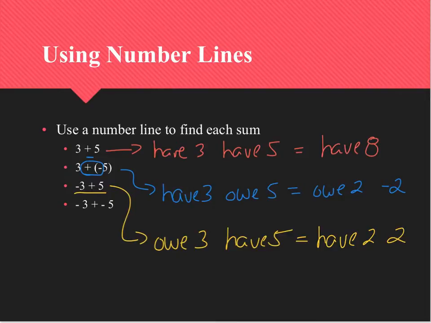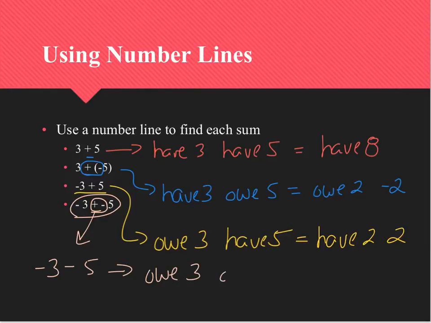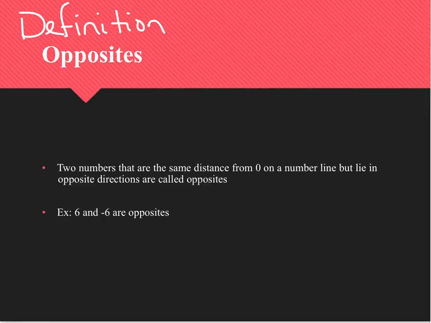And as we look at the last problem, again, you will see that we have a plus and a minus. So this problem becomes minus 3. The plus and the minus becomes a minus 5. So you can think of this problem like you owe 3 and you owe 5. Well, if you owe 3 and you owe 5, you're going to owe 8, which is a negative 8 as an answer.